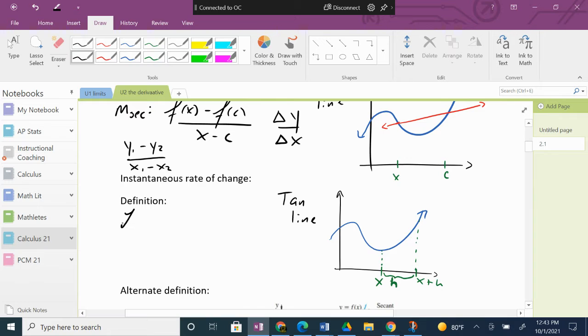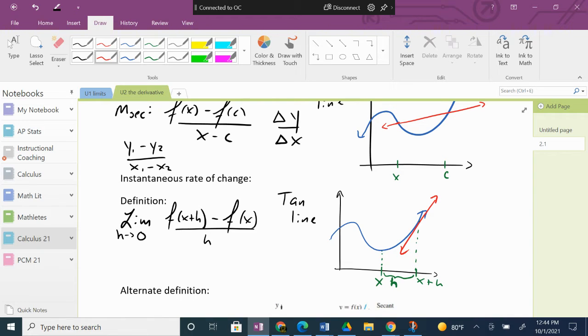We get a limit of f of x plus h, take away f of x, over h. The whole point of doing a month's worth of limits was this instant rate of change. Because what this is saying, f of x plus h, take away f of x, and this distance, you want that distance to slowly get to 0 so that you would get some type of instant rate of change, where it's going to just barely touch. Okay?